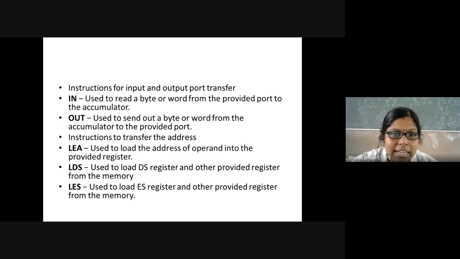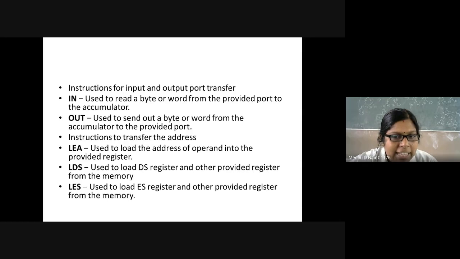That is what is in and out port transfer. Next one is instructions to transfer the address. These are the instructions which are used to transfer the address, rather than data through input output port. Here you are using instructions to transfer the address. That is LEA, LDS, LES.